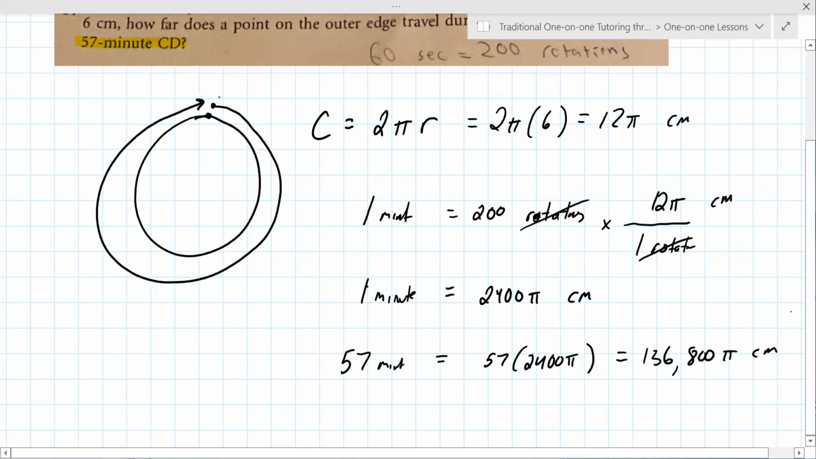That's like if you could put something on the edge and do this whole process, and you were to figure out how far did it go. It's this huge number here.